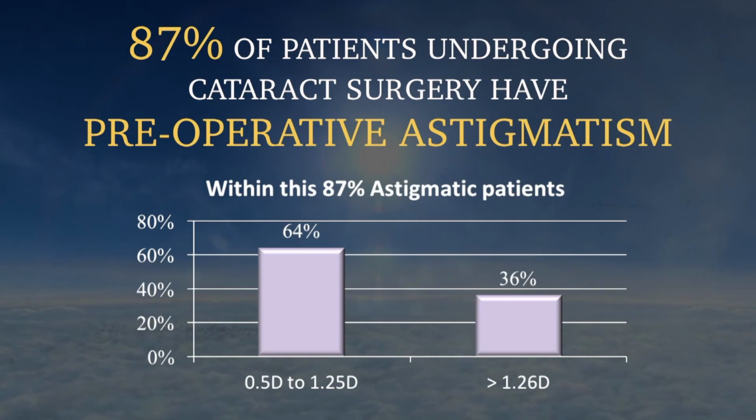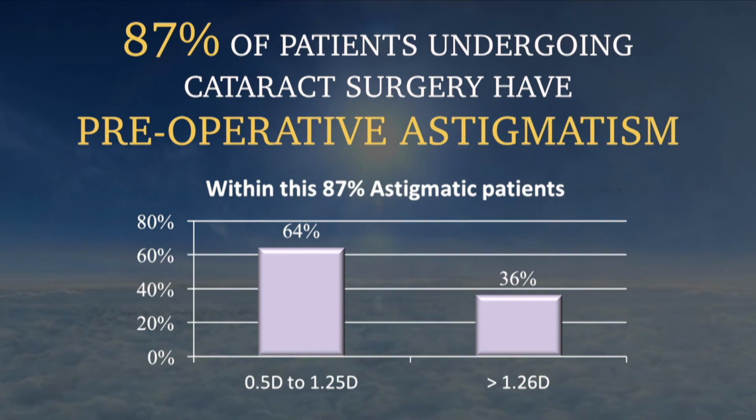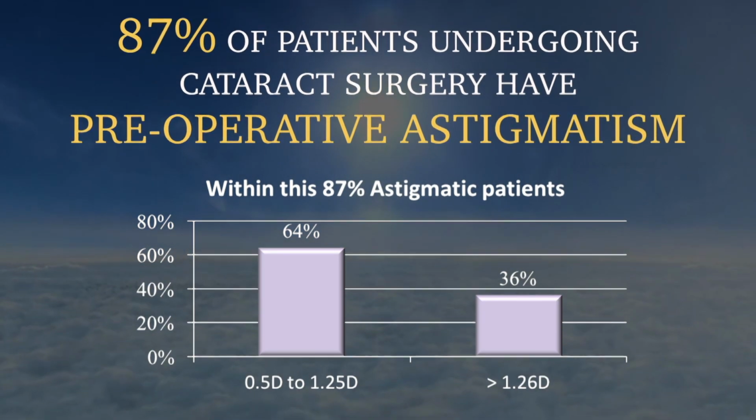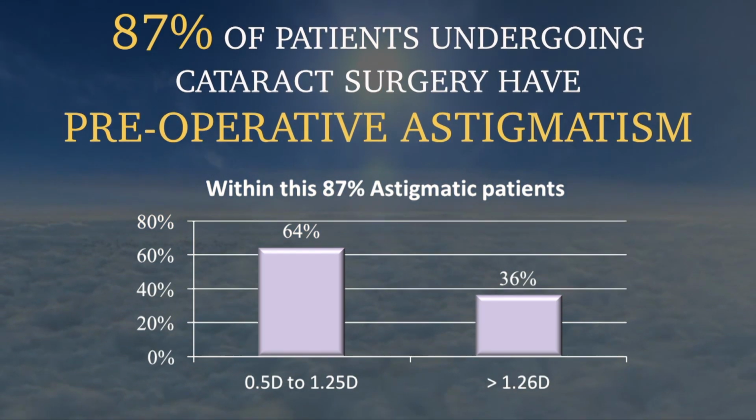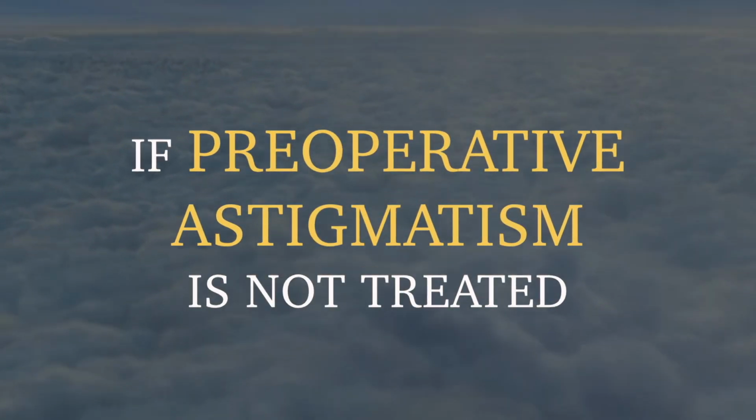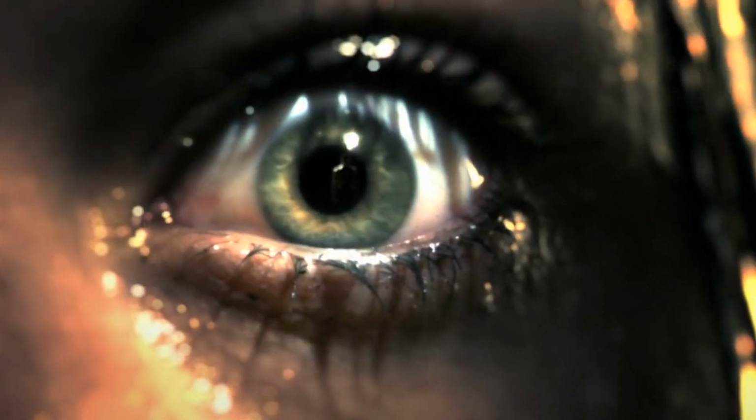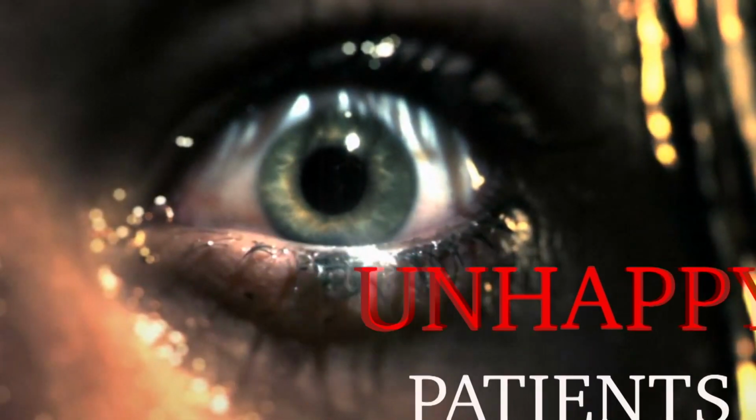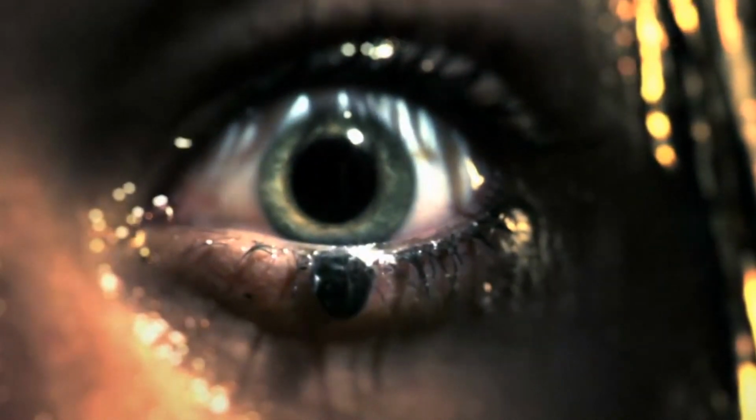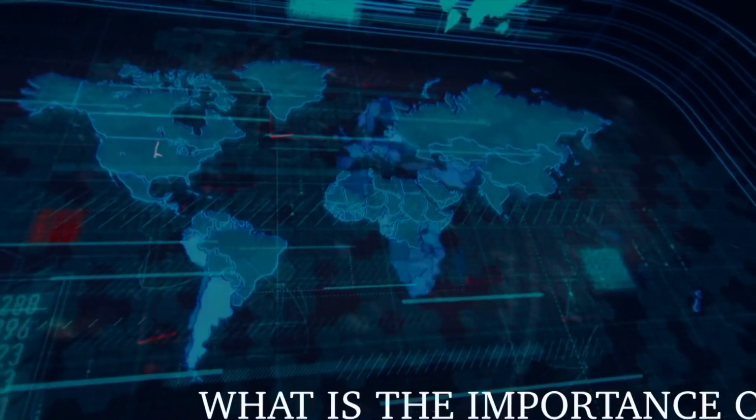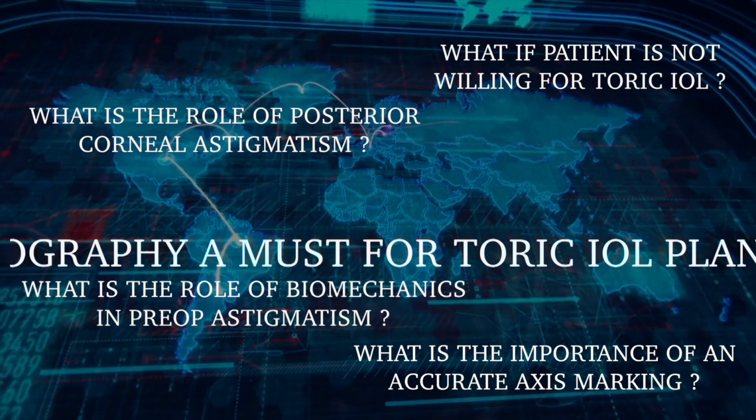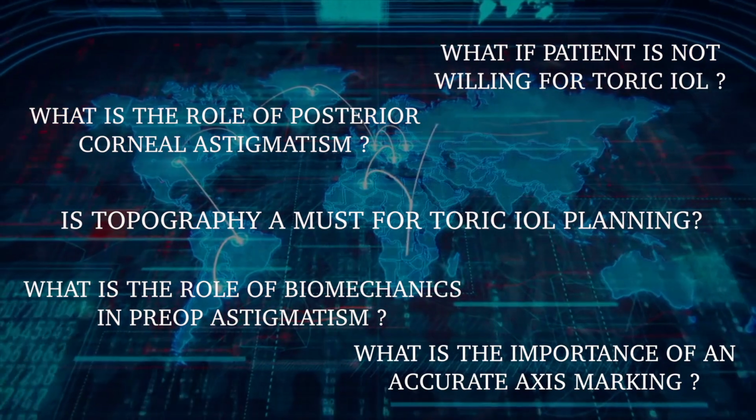A mystery for a phacorefractive surgeon is treatment of pre-existing astigmatism, which accounts for almost 87% of patients. Astigmatism, if left untreated, can lead to one of the most dreaded complications, that is an unhappy patient. Cataract surgeons all over the world have multiple questions on how to treat patients with pre-existing astigmatism.